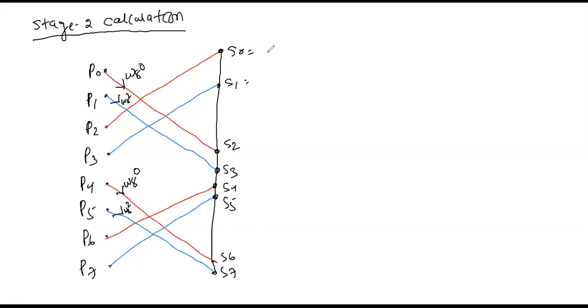What is the equation for S0? S0 is P naught plus P2. Very good. Similarly, S2 is P naught minus P2 multiplied by omega at 0, which is the twiddle factor.